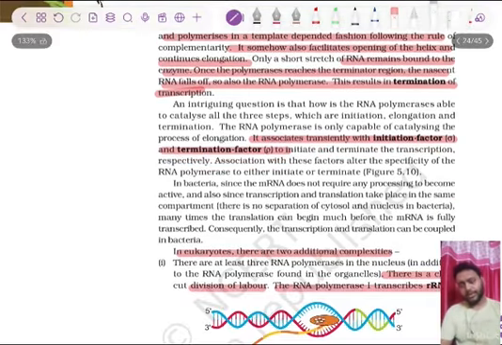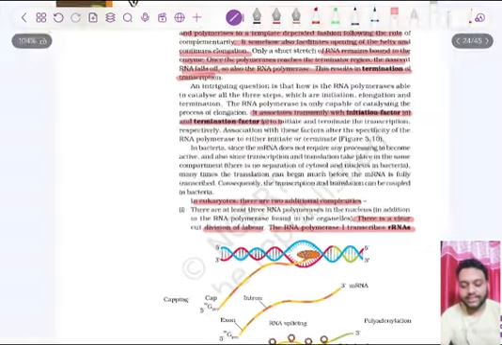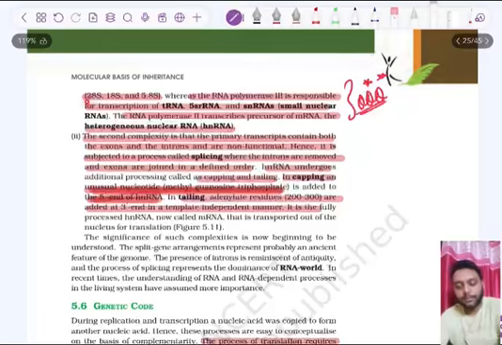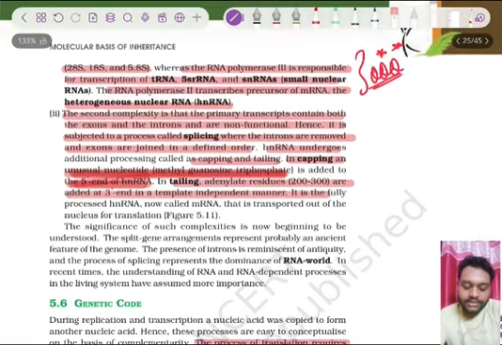But in the case of the eukaryotes, what happens? There is a clear division of labor. RNA polymerase 1 transcribes rRNA like 28S, 18S and 5.8S. This is a very important question that has been asked many times in the NEET exams. The second is RNA polymerase 3, responsible for the transcription of tRNA, 5S rRNA and snRNA. Okay, just remember the names. And RNA polymerase 2 transcribes the precursor of mRNA, the heterogeneous nuclear RNA or the hnRNA.